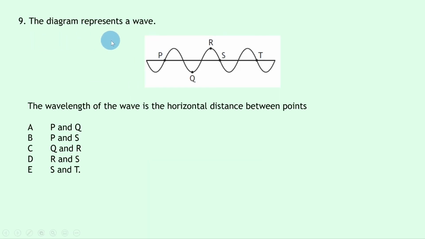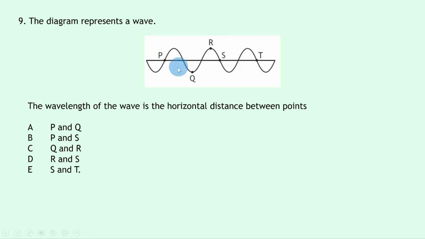Question 9 says the diagram represents a wave. The wavelength of the wave is the horizontal distance between points P and Q, P and S, Q and R, R and S, or S and T. Well, remember in general terms, wavelength is defined as the horizontal distance from one point in a wave to the same point on the next wave.